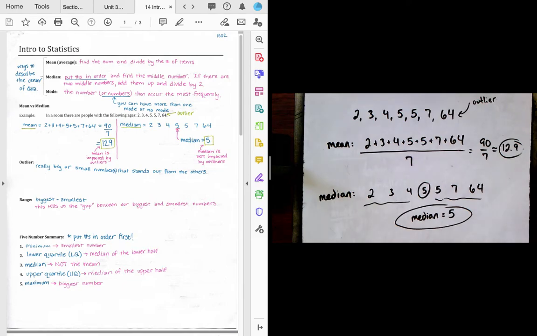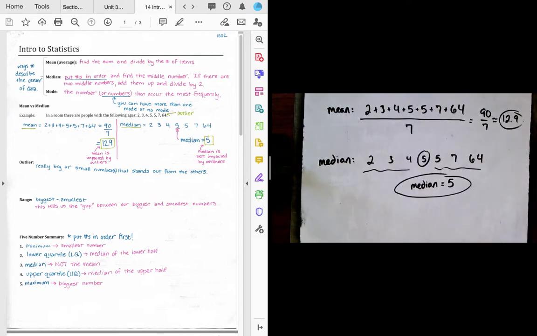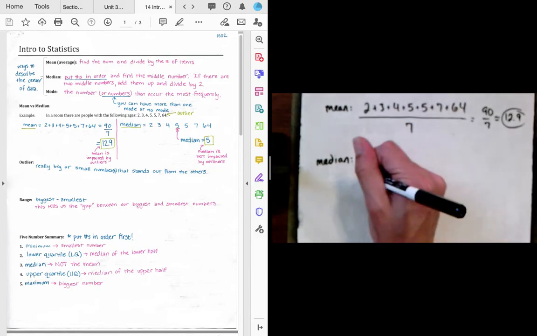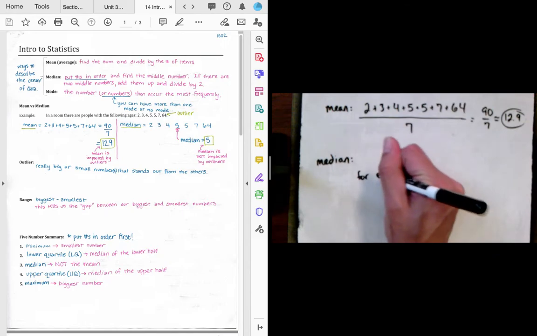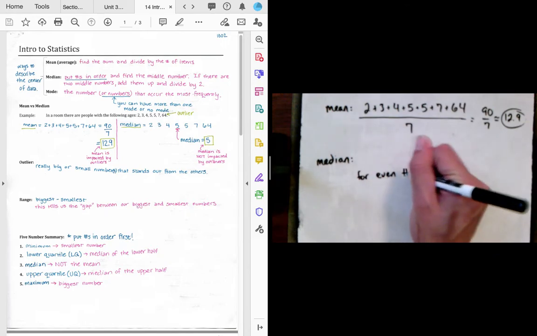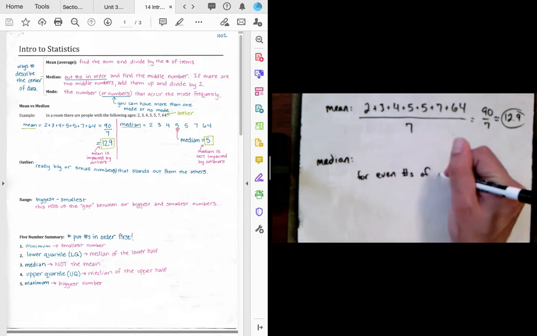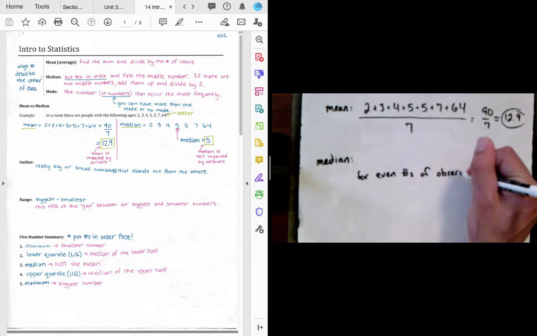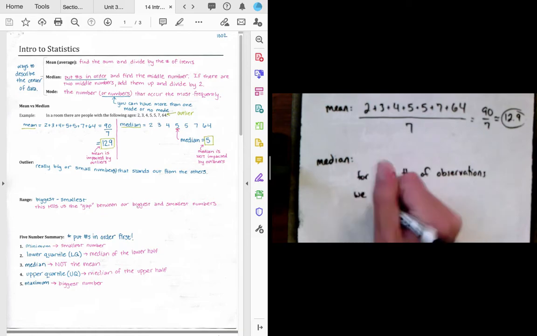So a big question that we have with median is, what happens if you don't have an odd number of observations? So keep in mind, for even observations, so even numbers of observations, we take the average of the two middle.